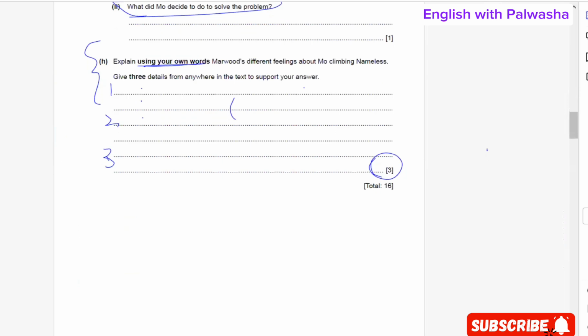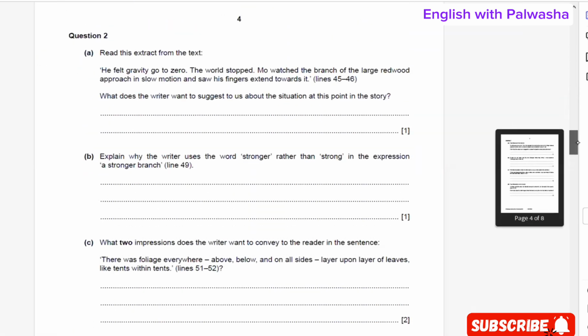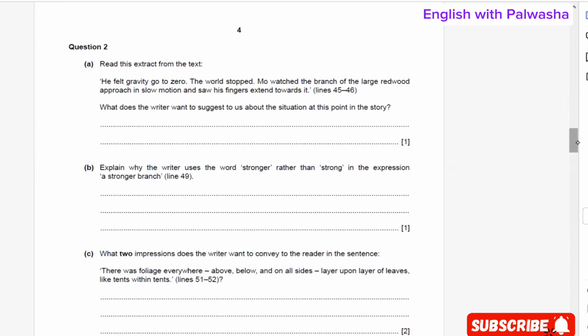Okay, fine. Now let's move on to the next one. What do we have then? We have question number 2, where we read this extract from the text, and then we will be asked what the writer wants to suggest to us about the situation at this point in the story. We have to exactly mention the situation they're asking about.